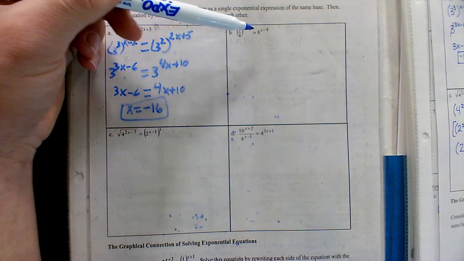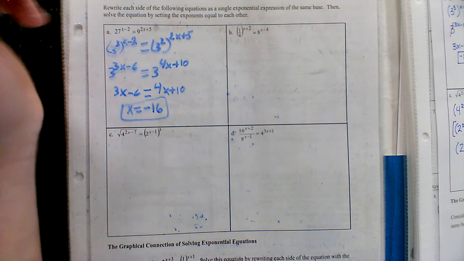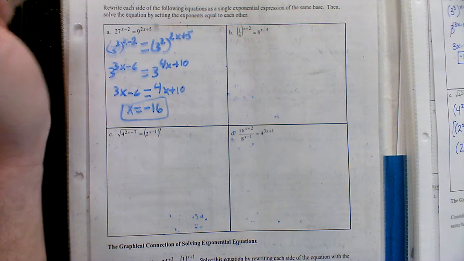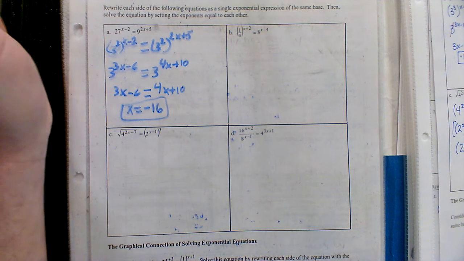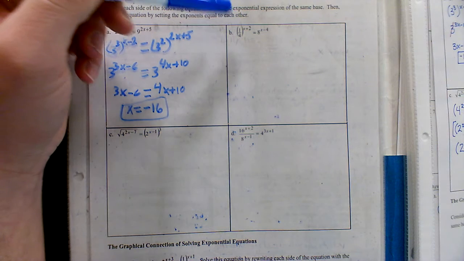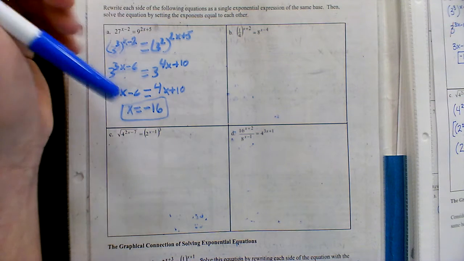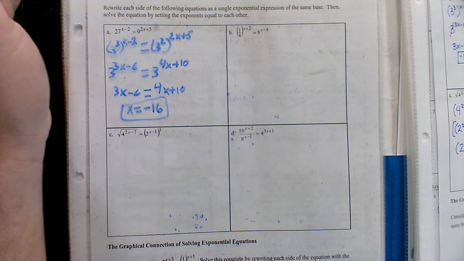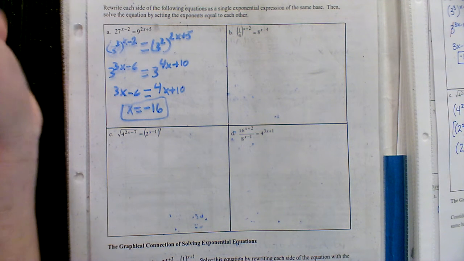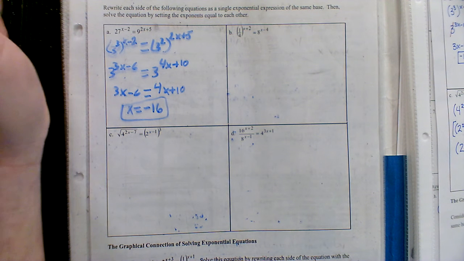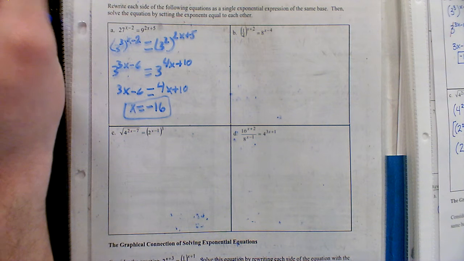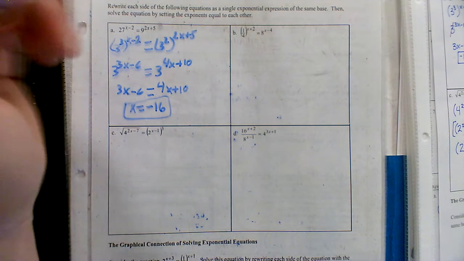So we have 1/4 and we have 8. What bases do you think we could have in common with these two? 1/4 and 8. And I would maybe think of the 1/4 as bringing that 4 to the top. So what number do you think we can change the 1/4 and the 8 to? Right, 2. Yeah, that's what we're going to do.